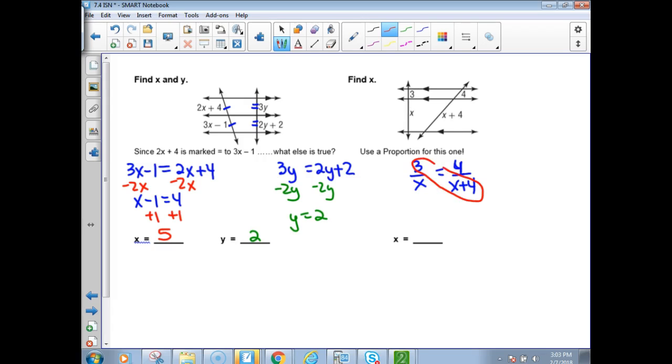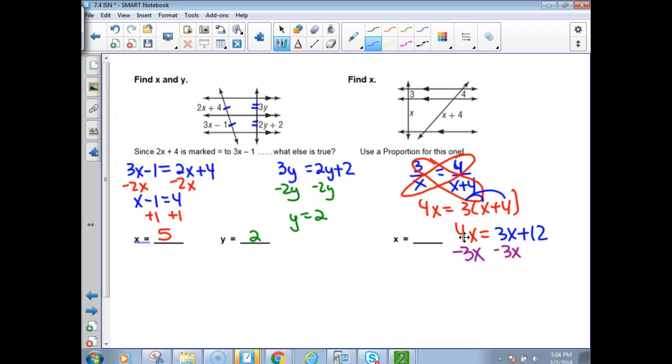Okay, cross products are equal. So we do 4 times x equals 3 times x plus 4. Now, I've been asking my classes, so I'm ready to ask you guys, how many of you are writing 4x equals 3x plus 12 right away? Like you're not writing this step, you're just doing it. Okay, that's good. If you still want to write this stuff, that's fine. I might stop doing it pretty soon, since we've been studying these proportions for a few days. 4x minus 3x is x, and then I get x is 12.